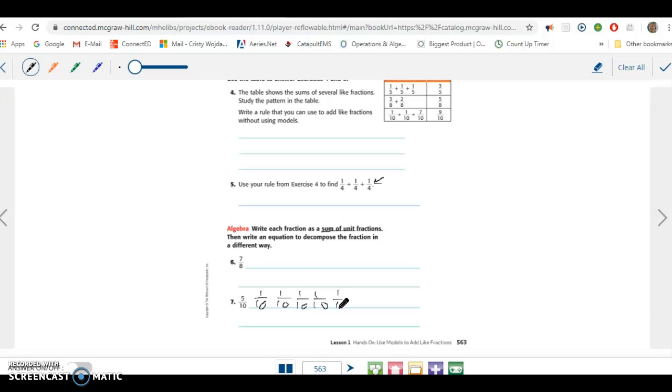Now, when it says decompose the fraction in a different way, it's just asking you to come up with an addition equation using two different parts than 1 or just 5. So what other two numerators could I put with this denominator that would end up equaling the same? That's all it's asking for.